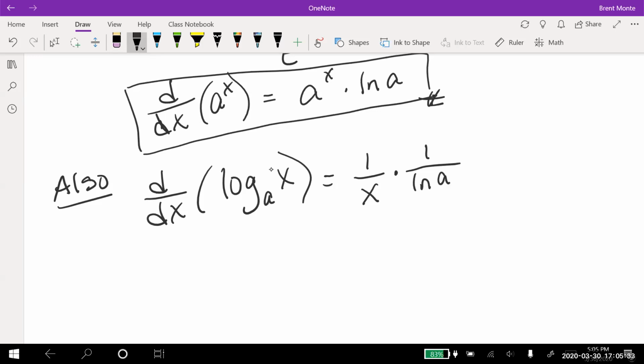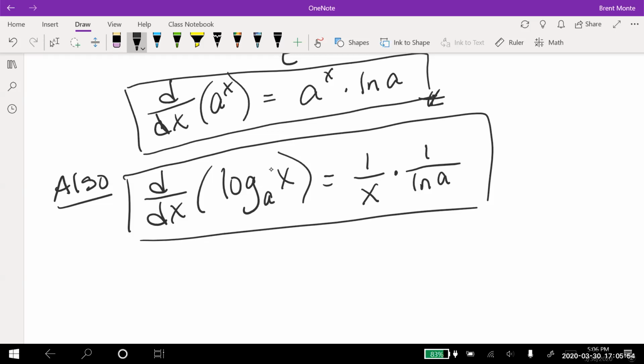So it's just 1 over x, just like it was with ln of x, but then times 1 over ln of a. Again, had that been log base e, or ln, it would be 1 over ln of e, which is just 1 over 1, which would simplify the whole thing to 1 over x. So that's the other one. I'll put both of these here boxed. These are the two you need to know.